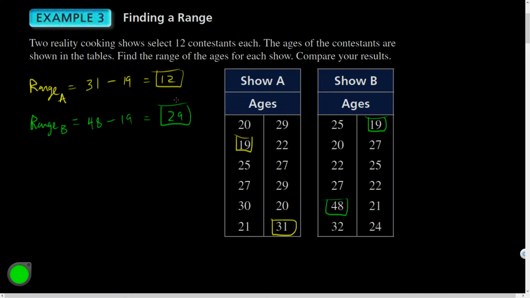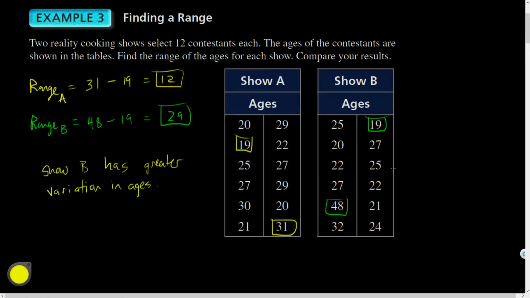Now, looking at these two numbers, what could I describe about these two data sets? A 12-year difference for show A. And for show B, you said 29. And so in general, what conclusion would you make? So you might say show B has greater variety or variation in ages.